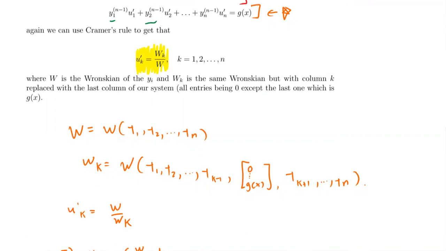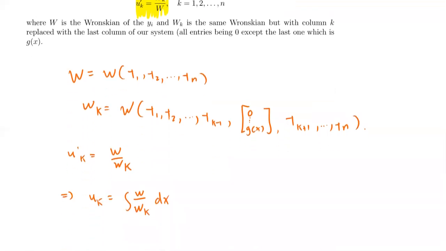And then I define what each of these are. W is just the Wronskian of the n linearly independent solutions that came from the complementary solution. And W sub k is almost the same Wronskian, but you replace the kth column. Remember the kth column is usually the kth function, then its derivative, then second derivative, etc. Replace that column with a column of all zeros and g of x at the end. Then u prime k is that ratio, so you find u sub k by integrating both sides.